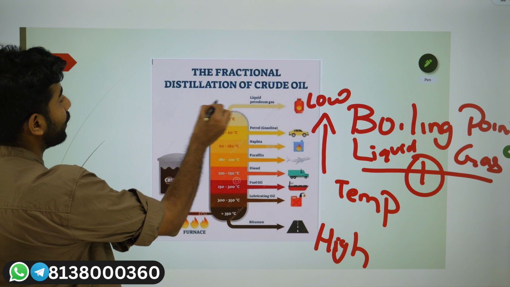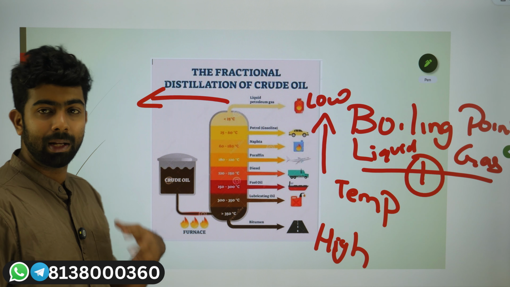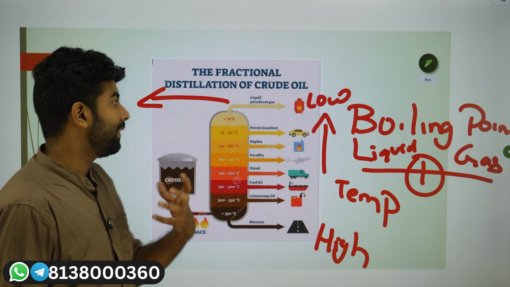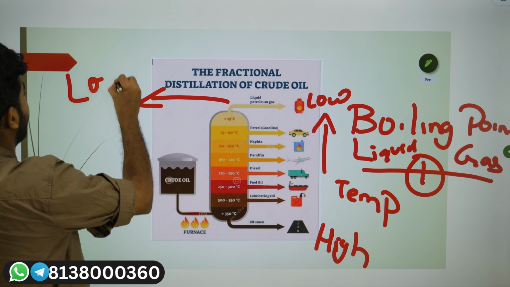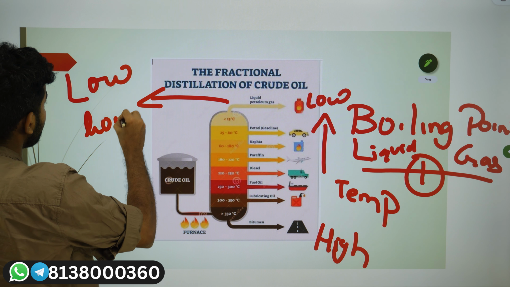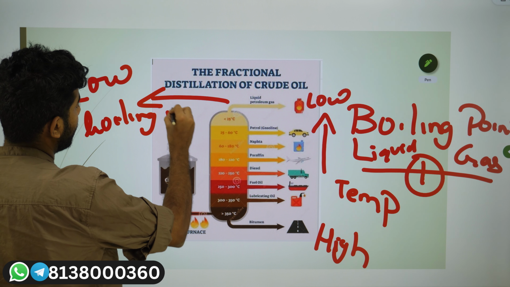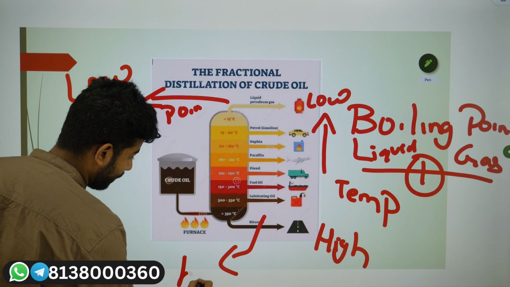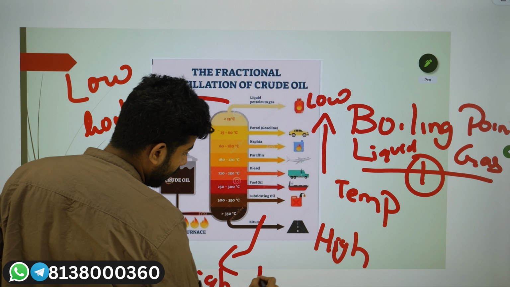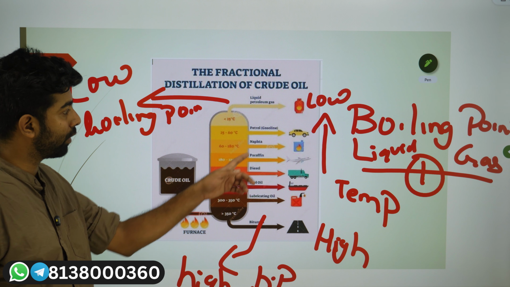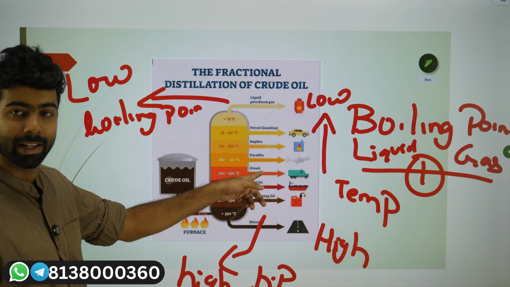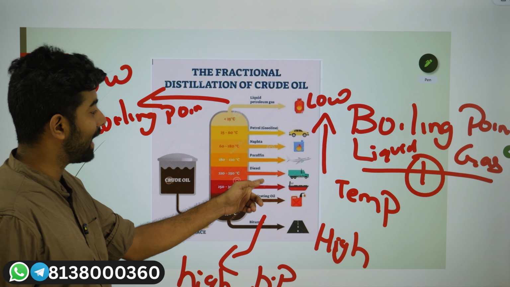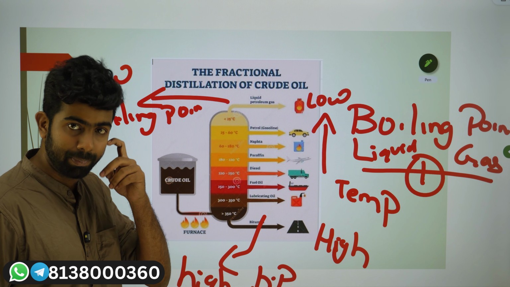So you can see LPG here, because LPG consists mainly of propane and butane, which have a low boiling point, and those at the bottom have a high boiling point. Please remember, if you look here, you can see petrol here and diesel here. Petrol has a lower boiling point than diesel. That's an important point. Just keep that in mind.